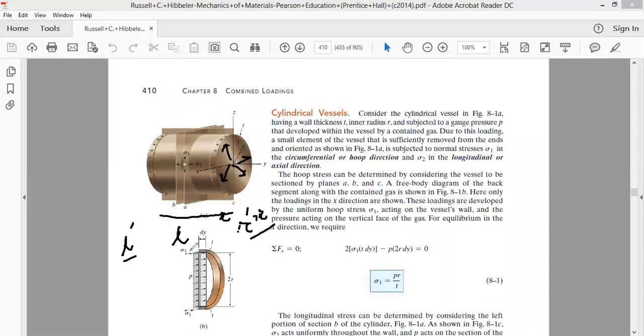Now, the same is the case with the cylindrical pressure vessels, or for that purpose, the spherical pressure vessels.